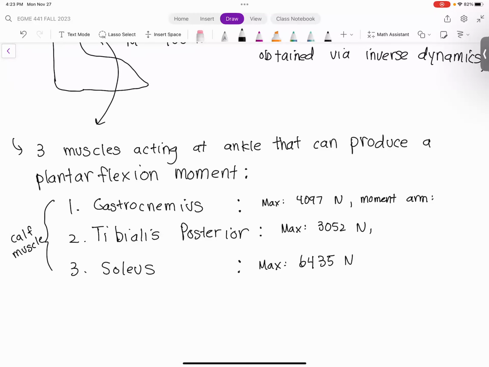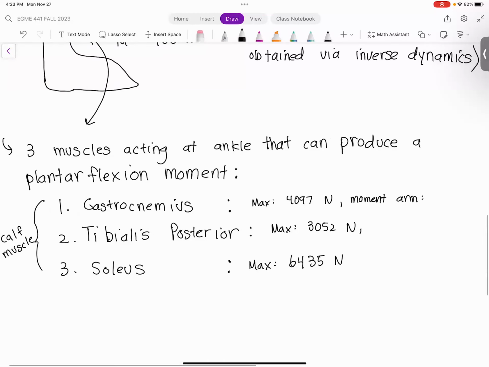In addition to the maximum force, we can also measure the moment arm between these muscles and the ankle joint. Remember, in order to produce a moment, we take a force and multiply it by the moment arm. Based on measurements, or based on where these muscles attach relative to the ankle, we can compute their moment arm as well.